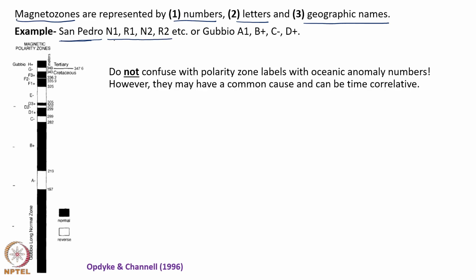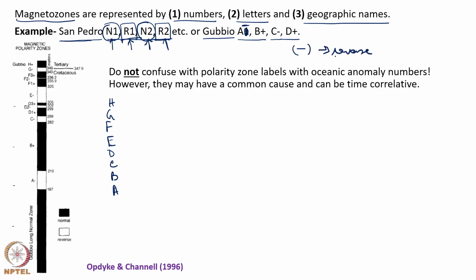This means reverse polarity zone R1, over which is the normal polarity zone N1, over this is the reverse polarity zone R2, and over that is the normal polarity zone N2. In this writing there are two normal polarity zones and two reverse polarity zones. Or take the example of Gubbio: A minus, B plus, C minus and D plus. When A, B, C, D are written, it means A is at the bottom, B is over it, then C, then D, then E and then F, G, H in this way. Here the minus sign indicates reverse polarity and the plus sign indicates normal polarity.